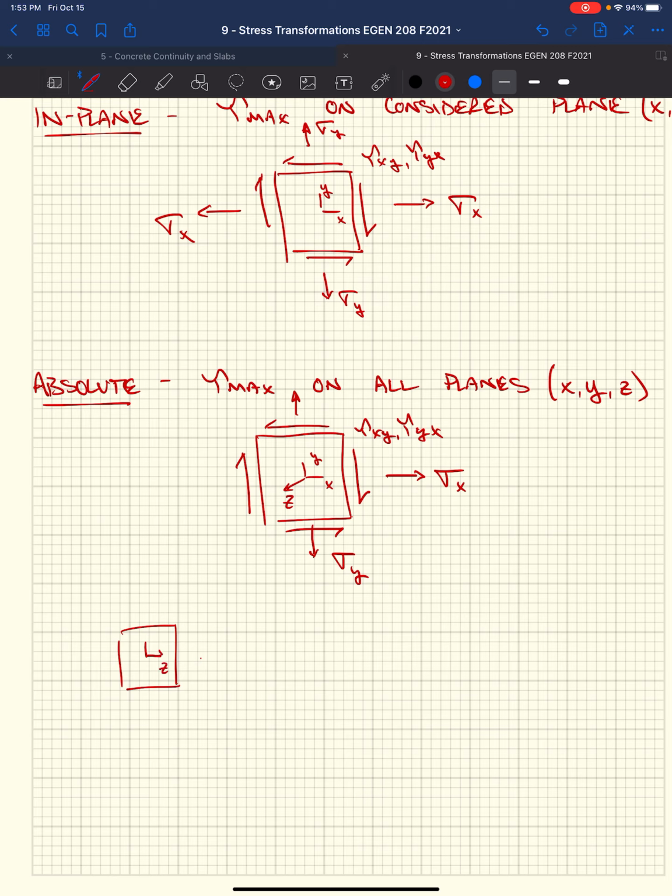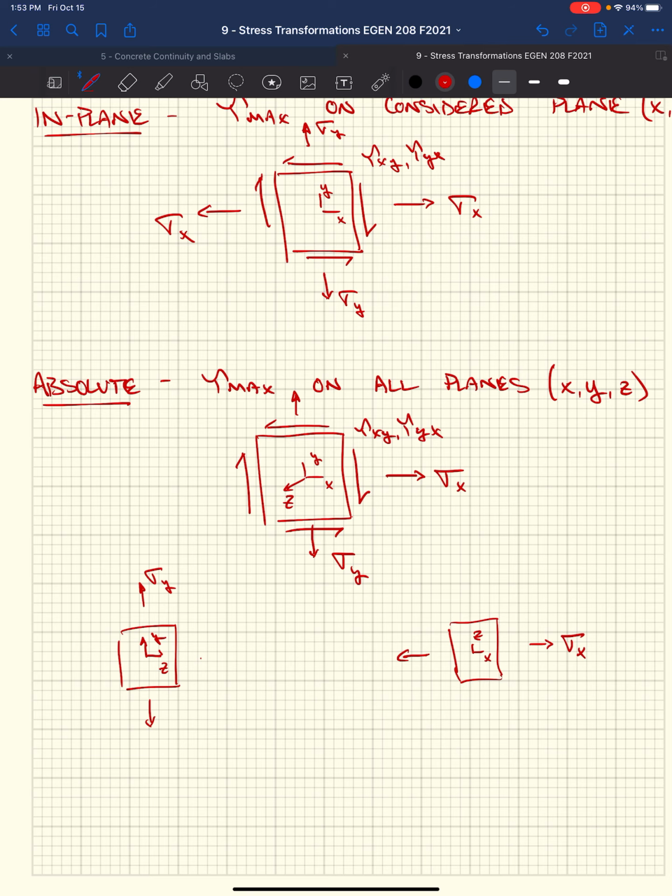we have z and we have y. We're going to have sigma y. We also have, if we looked at x and z, we're going to have sigma x.